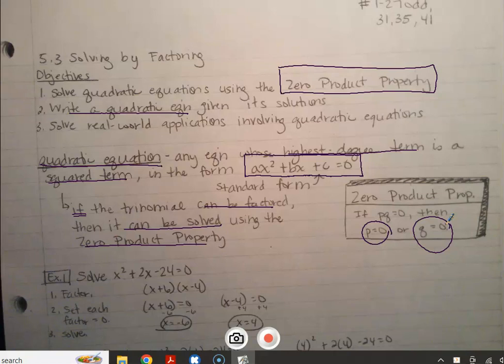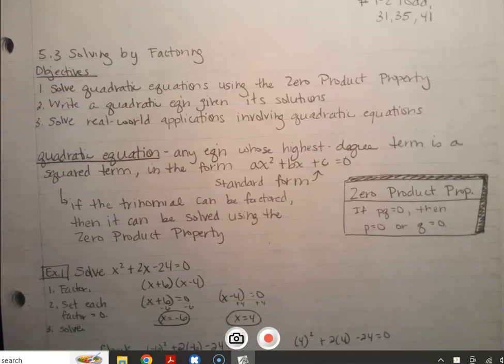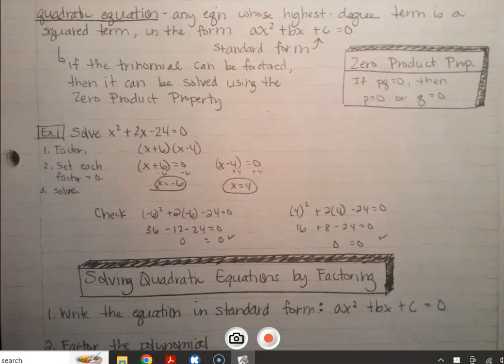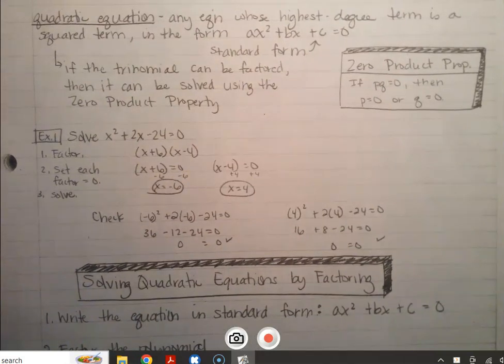So let's look at example 1. I've actually already solved it all for you. We're just going to walk through and talk about what's happening. So in example 1, we have the quadratic equation, x squared plus 2x minus 24 equals 0. So step 1, we first have to factor it just like we did the trinomials.